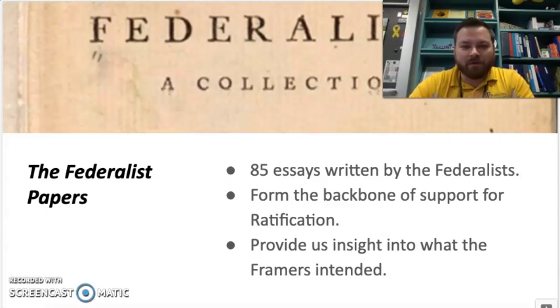Madison is a little bit more gentle with his persuasion. He knows he's talking to an audience that doesn't agree with him, and so he's very careful to kind of slowly bring them along. You see that in Federalist 51, which is a Madison paper.